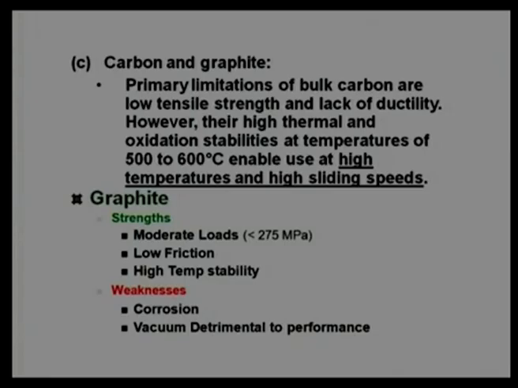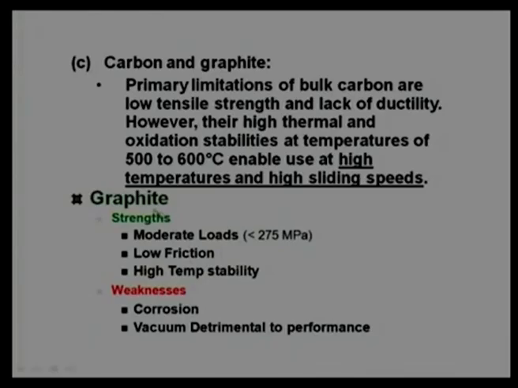A couple more solid lubricants. Carbon can act as a solid lubricant. It has good high temperature properties, and that is why it acts as a good lubricant, particularly at high sliding speed. Its temperature stability is even up to 500 to 600 degrees centigrade. However, because of the lack of ductility, generally it is not very much recommended, but a good form of carbon is graphite, which shows a lamellar structure. That lamellar structure can be utilized as a solid lubricant. That is why we can say graphite acts as a solid lubricant.